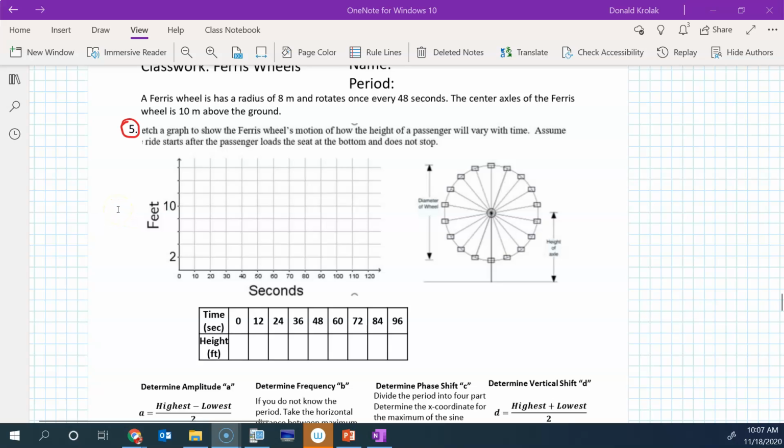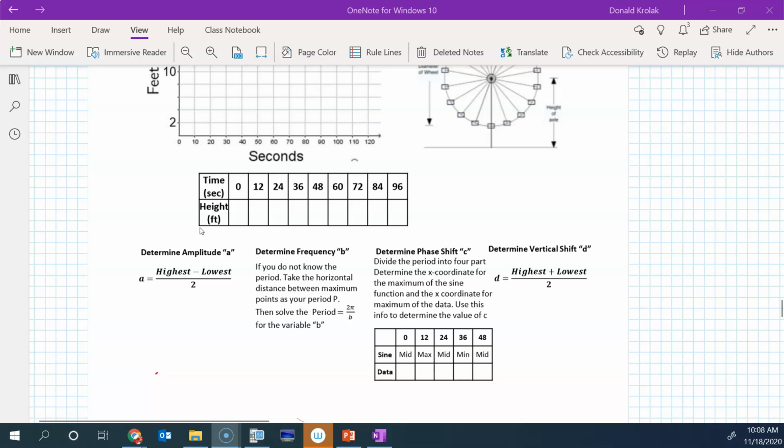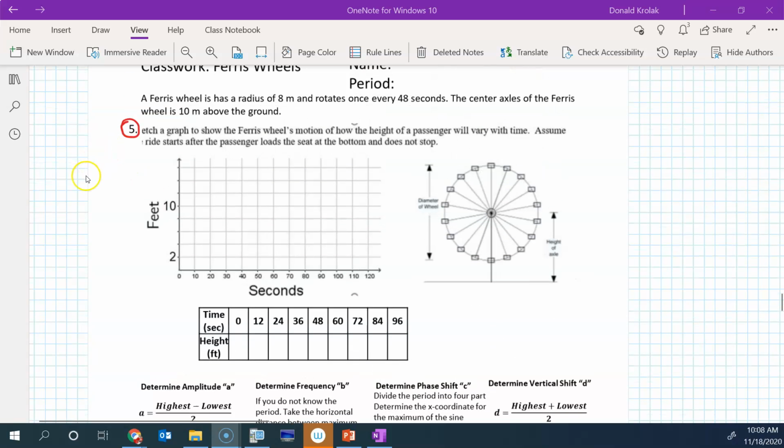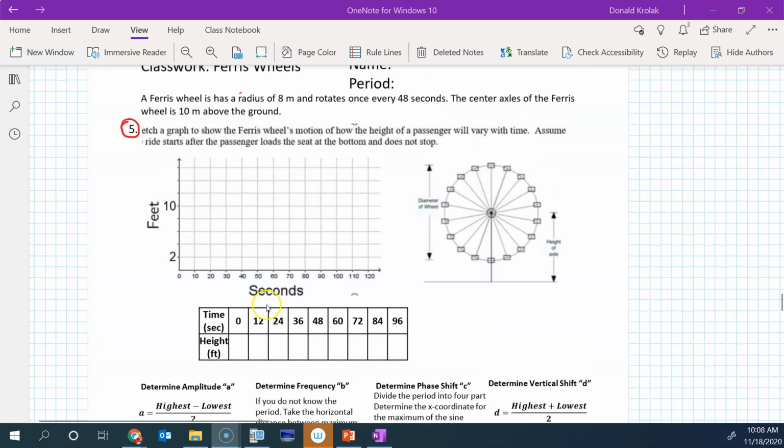All right, so you got a Ferris wheel, radius is 8. Okay, so if the radius is 8, which one of these quantities do we automatically know? Angel, if the radius is 8, which one of the amplitude, the frequency, the phase shift, or the vertical shift do I automatically know from the radius? The amplitude. So this, I don't have to divide it by 2 because it's the radius. So that's automatically A.